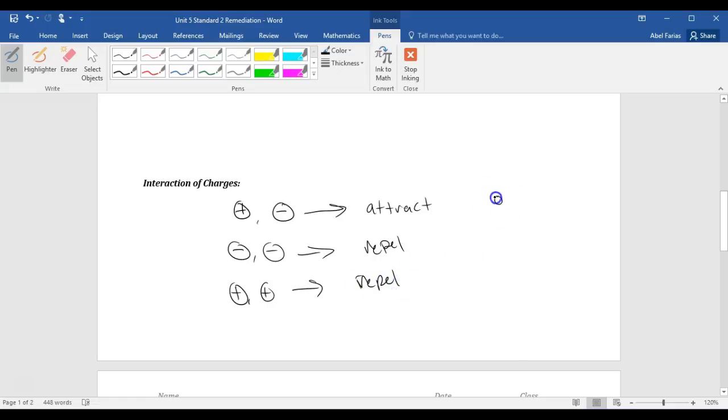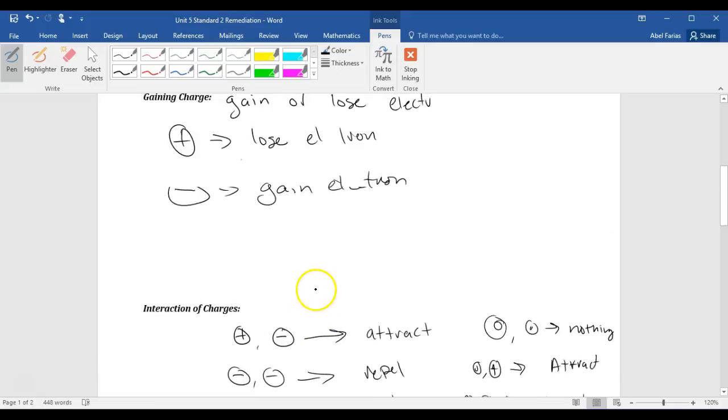What about if we have a neutral object? Let's say it does not have a charge. So if it doesn't have a charge and it's next to something that doesn't have a charge, nothing will occur. Now, if we have a neutral object and a positive object, then we're going to get attraction. And same goes for a neutral object and a negative object. Those will attract. Okay, so that's pretty much it for here.